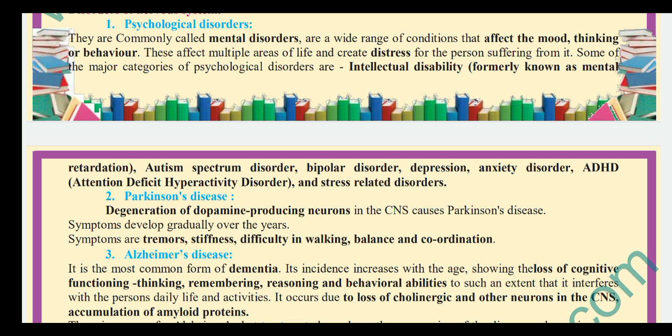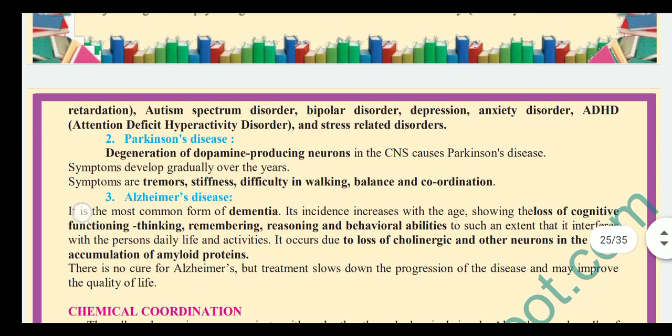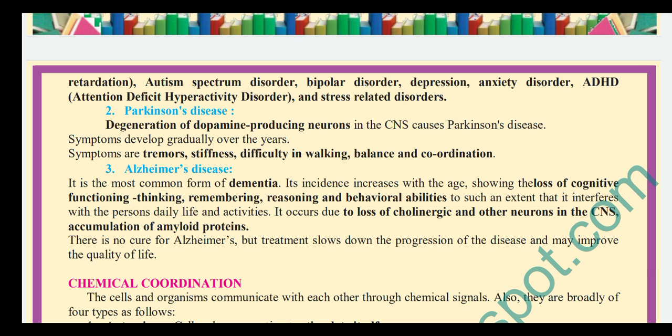And stress related disorder, that is the tension we can say. Parkinson's disease is the degeneration of dopamine, which is produced by neurons of the central nervous system. The symptoms appear gradually over the years, and the symptoms are tremors, stiffness, that is the hardness of the muscles, difficulty in walking, difficulty in balancing, and also in coordination. That affects walking, listening, and giving responses.